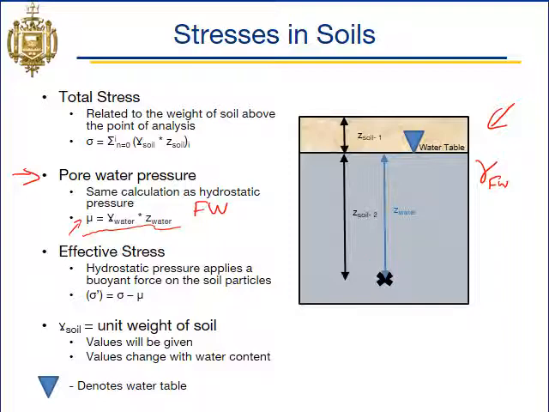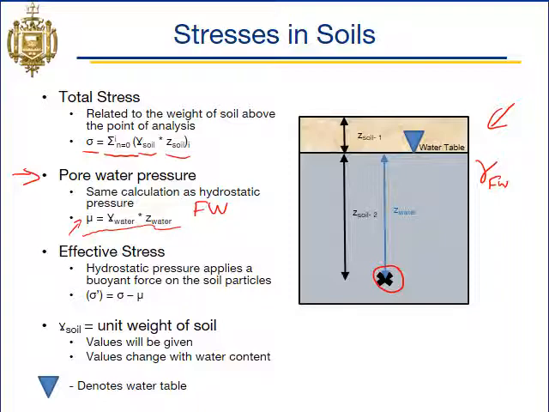So then we'll cover how to calculate total stress. Total stress, we use sigma for total stress, is equal to the sum of however many layers of soil you have above your reference point. So we'll stick with the same reference point here, of the gamma soil, or the unit weight of the soil, times the depth of that soil layer.